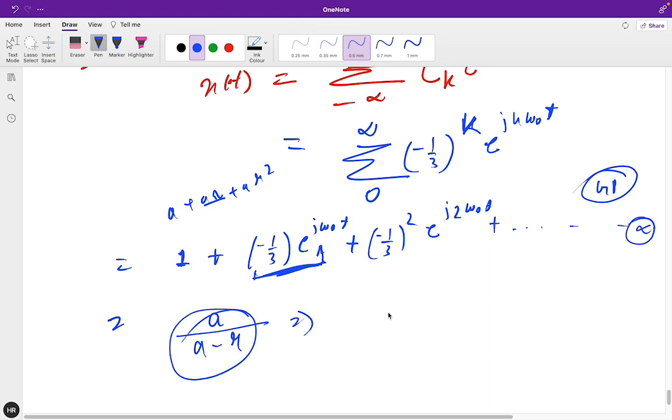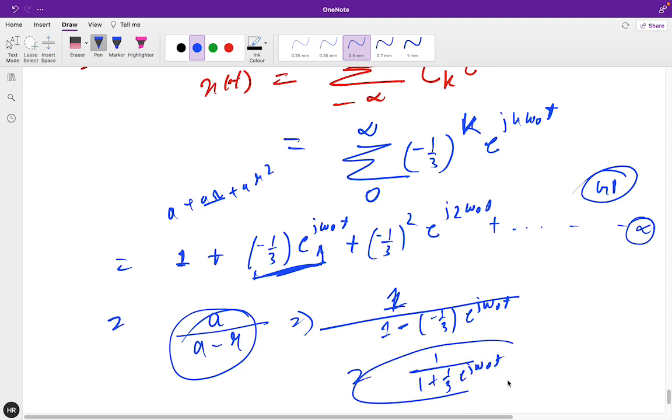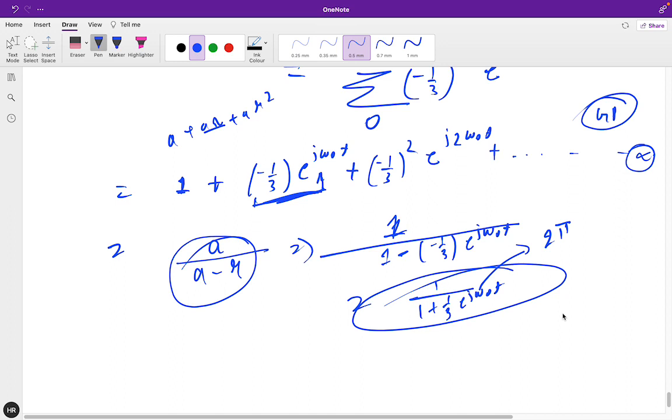Here a is 1, and r is minus 1 by 3 e power j omega naught t. If you substitute this, you get 1 divided by 1 plus 1 by 3 e power j omega naught t. This will be the answer, and you can put the omega naught value as 2 pi.